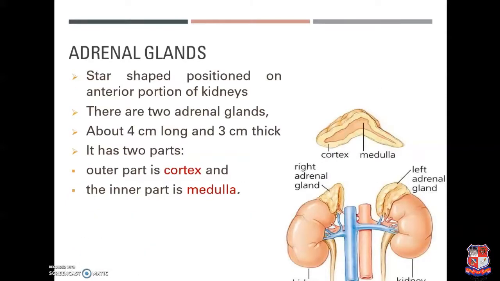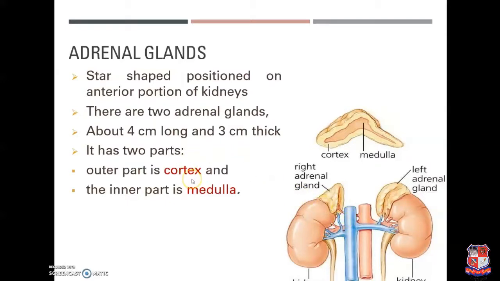Adrenal glands. Adrenal glands are generally star-shaped, positioned on the anterior portion of the kidneys. There are two adrenal glands, that is, the left adrenal gland and the right adrenal gland. They fit like a cap on each of the kidneys.